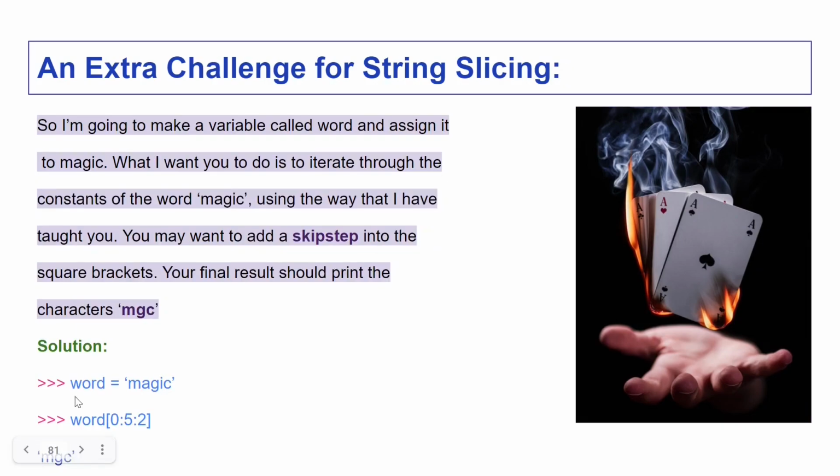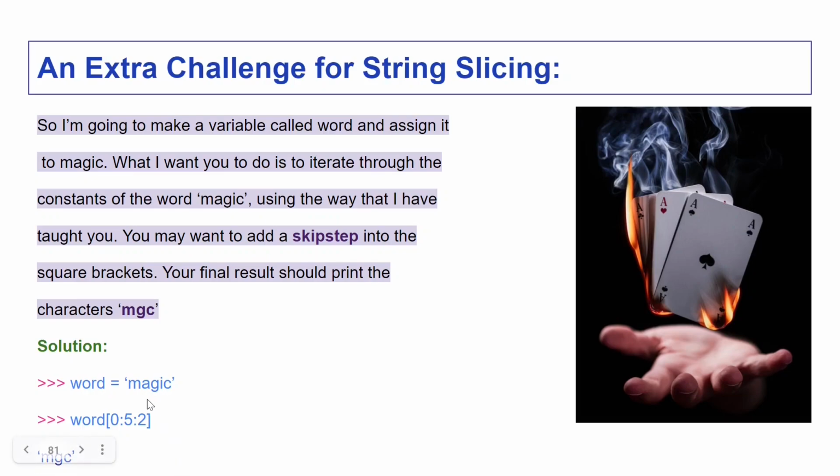So I make a variable called word and assign it to the string magic. And then I do word 0, 5, 2. So 0 is the starting index, 5 is the ending index. So there are 4 indexes in total in the word magic. So if you want to go to the highest index, you always have to type 1 index higher than the actual ending index. And then we do 2 here, so that's the skip step. So you see the output over here would be M, G, C.